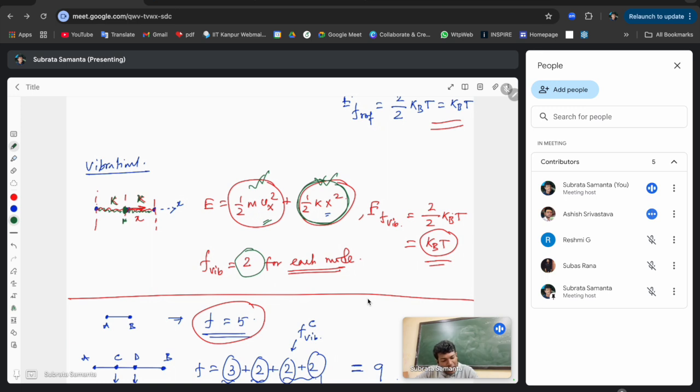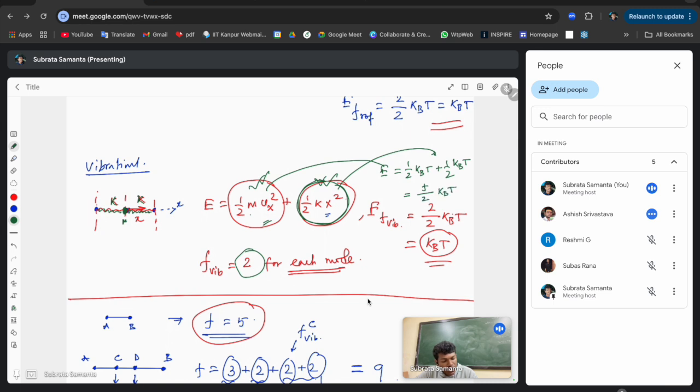because I write that for this mode the energy is half kBT for this part, and for this another half kBT, because this is also half kx square. Now I can write that the total is equal to f by 2 kBT. My equipartition theorem tells you that this must be f by 2 kBT. So in this case f is 2. That's why the vibrational degree of freedom is 2 for each mode.